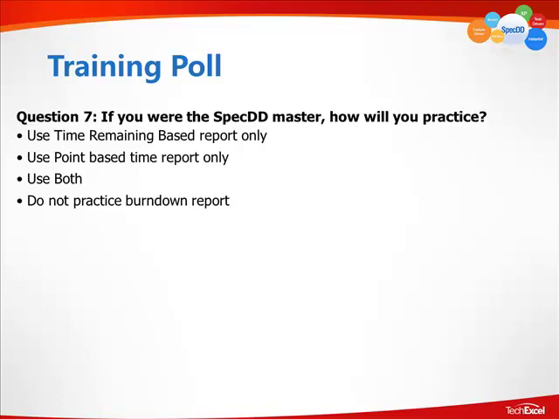If you use this method, it's very easy to see. One scenario could simply be your time remaining keeps on dropping. It seems like you're getting stuff done, but your point values aren't dropping as quickly. What would that mean? Just some food for thought. Or would you not practice a burn down report at all?